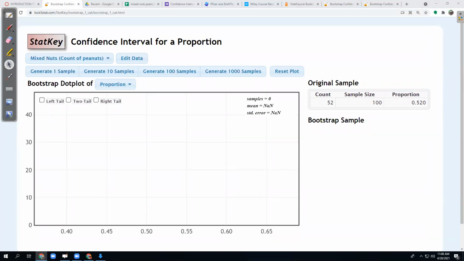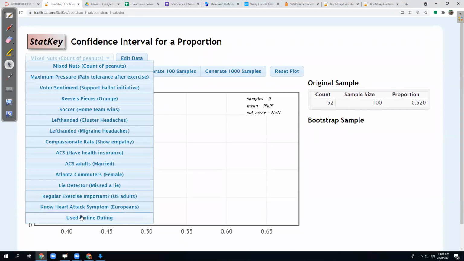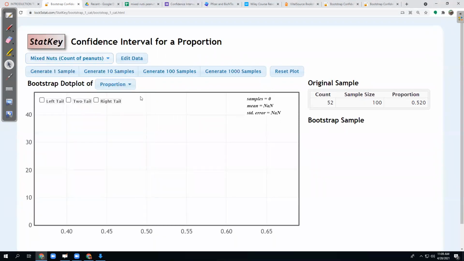Okay, so there's the page I'm at in StatKey, and it happens to be Mixed Nuts at the top. Once in a while with problems in the book or homework problems I give you, I say, "Hey, go to this page, but then change the data set to something else." And if you ever have trouble finding a data set I mentioned, let me know and I'll point you in the right direction. Sometimes it'll be a different set of data that they have uploaded, but sometimes I'll give you the data and then you've got to edit and paste it in, like I did with the baseball players earlier.